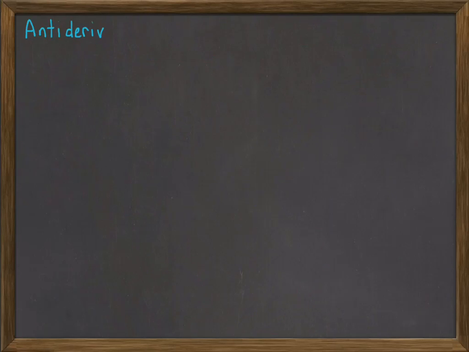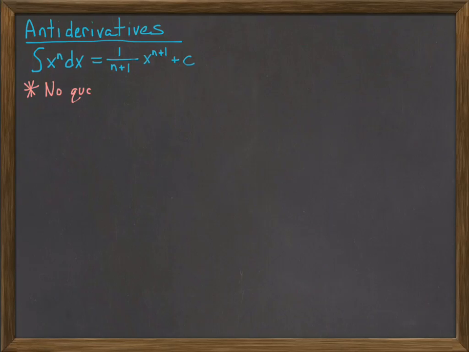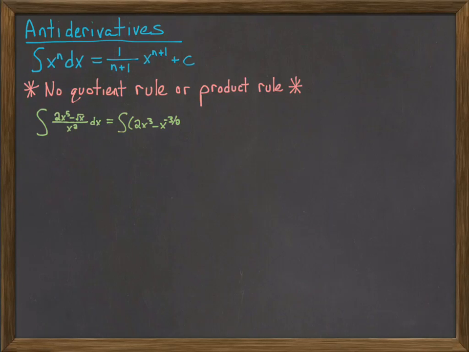Next big topic was antiderivatives. This is just doing the derivative backwards. So if you have x to the n, the antiderivative: increase the power by 1, then divide by that. And don't forget to put a plus c at the end. An important concept to remember is that there's no quotient rule or product rule for antiderivatives at all. So if you have something that looks like you should be using a quotient rule on it, what you really need to do is change that into fractional powers before you do the integral.